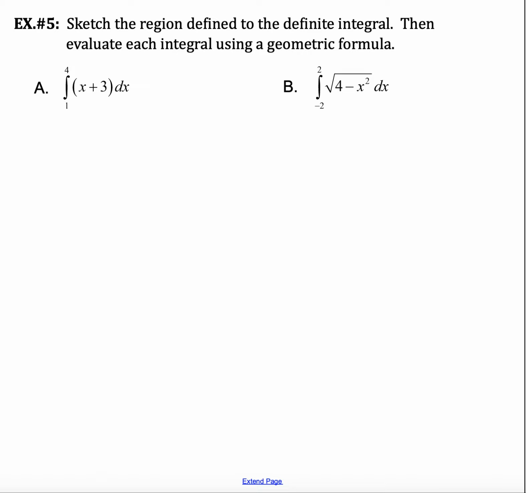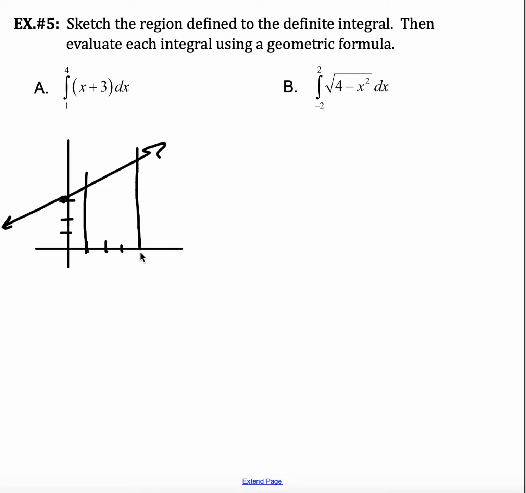All right, let's look at some actual functions here. They say sketch the region and define the definite integral. So okay, I start off, I have this function x plus 3. I know that's a linear function. My graph is going to look something like this, right? And they want us to go from 1 to 4.